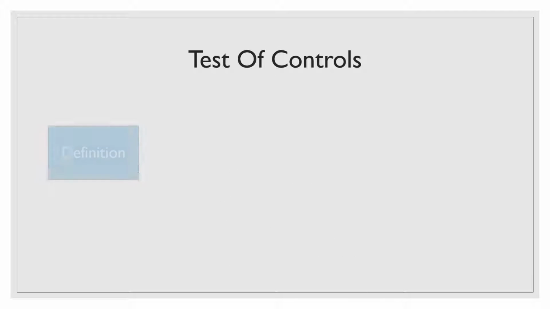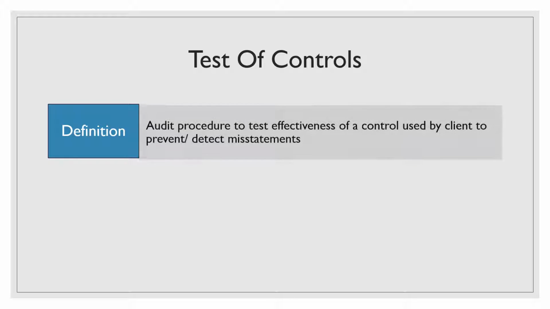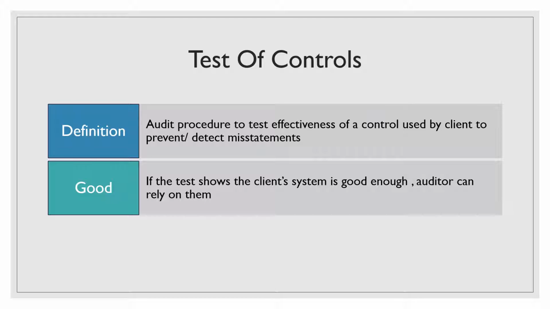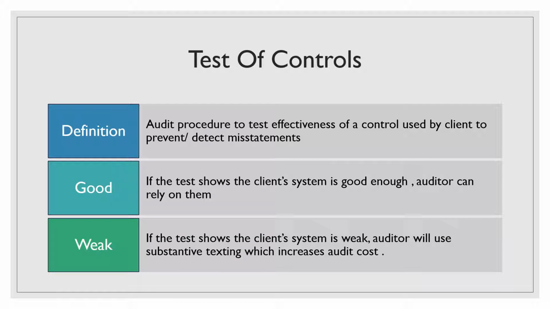A test of controls is an audit procedure to test the effectiveness of a control used by a client entity to prevent or detect material misstatements. Depending on the results of this test, auditors may choose to rely upon a client's system of controls as part of their auditing activities. However, if the test reveals that controls are weak, the auditors will enhance their use of substantive testing, which usually increases the cost of an audit.